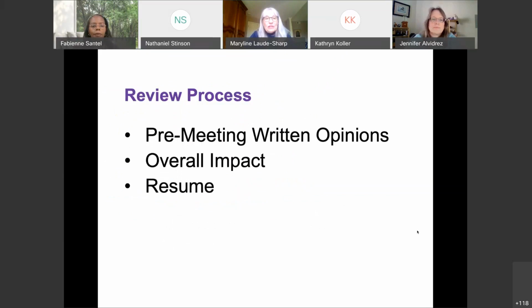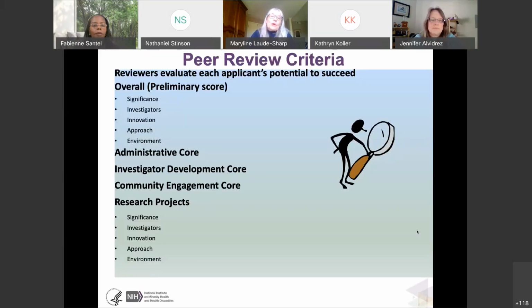The review process will have a pre-meeting, a written opinion and an overall impact preliminary score, and we will have a resume that will be done in 30 days after the review meeting. Next slide. The reviewer will evaluate each of the applications through the overall, and will give a preliminary score with the 5 criteria: significance, investigator, innovation, approach, environment.